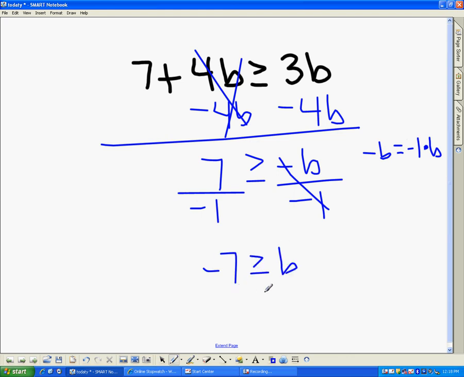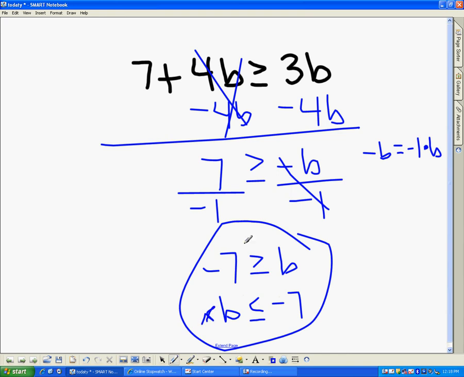But remember, I like to write mine the other way. You don't have to. Written the other way, this is b is less than or equal to negative 7. So either one of these works. This would be my preference, but either one of them works.